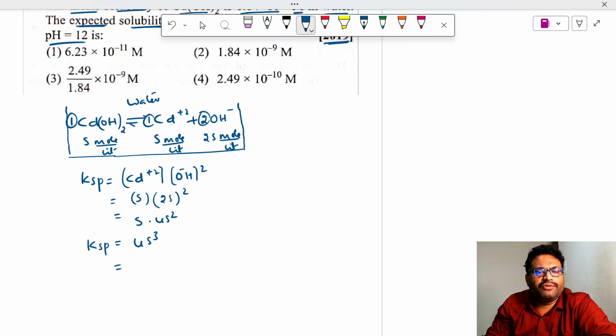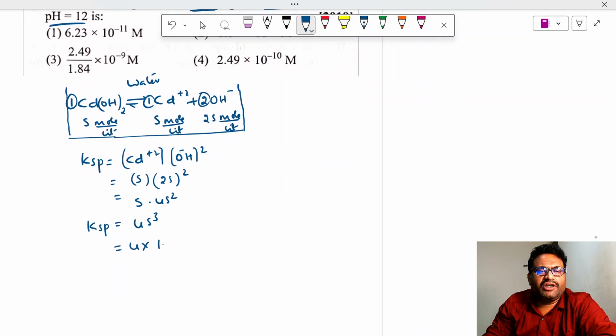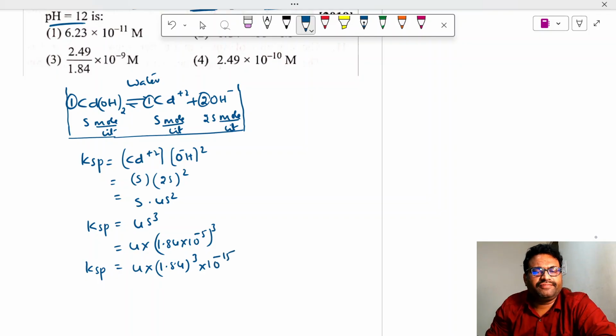So 4 into solubility, which is already given. How much solubility is given? The molar solubility of cadmium hydroxide is 1.84 into 10 power minus 5. So 4 into 1.84 into 10 power minus 5 whole cube. Then we got Ksp as 4 into 1.84 whole cube into 10 power minus 15. So now we know Ksp.